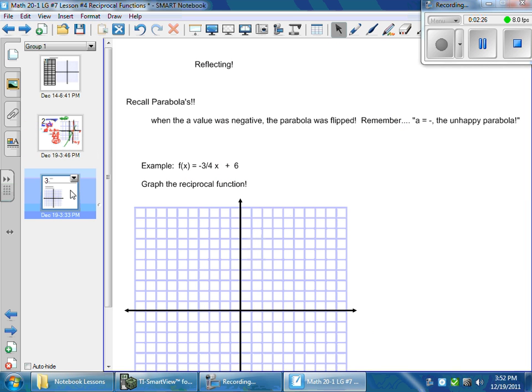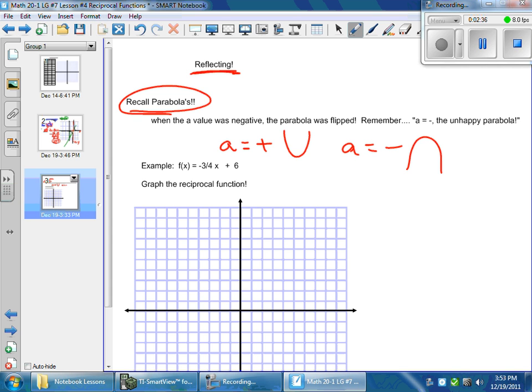I want to look at something called reflecting. Now, do you remember parabolas? When the a value was positive, it opened up. And when the a value was negative, it opened down. We call it the unhappy parabola, if you remember correctly. The unhappy parabola opening down. So if you look at it, this is opened up. All we did was use the x-axis as a mirror and flip it upside down. Does that work for this?